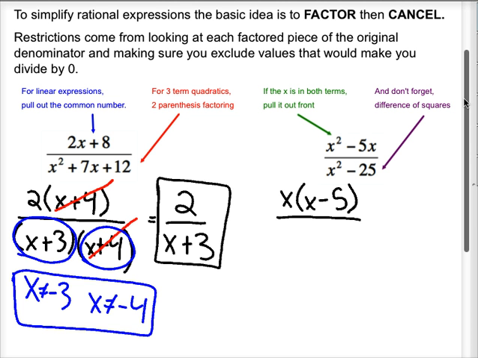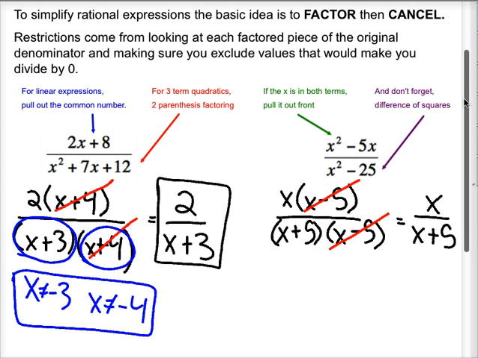It's super easy to forget, but it's one of the easiest kinds of factoring, the difference of squares. And don't forget, difference of squares factoring, you get the plus and the minus relationship going on. The x squared comes from x and x, 25 comes from 5 and 5, and boom, you have your factored form already. I'm going to cancel what's the same. That leaves me with x over x plus 5. So that is my simplified rational expression.